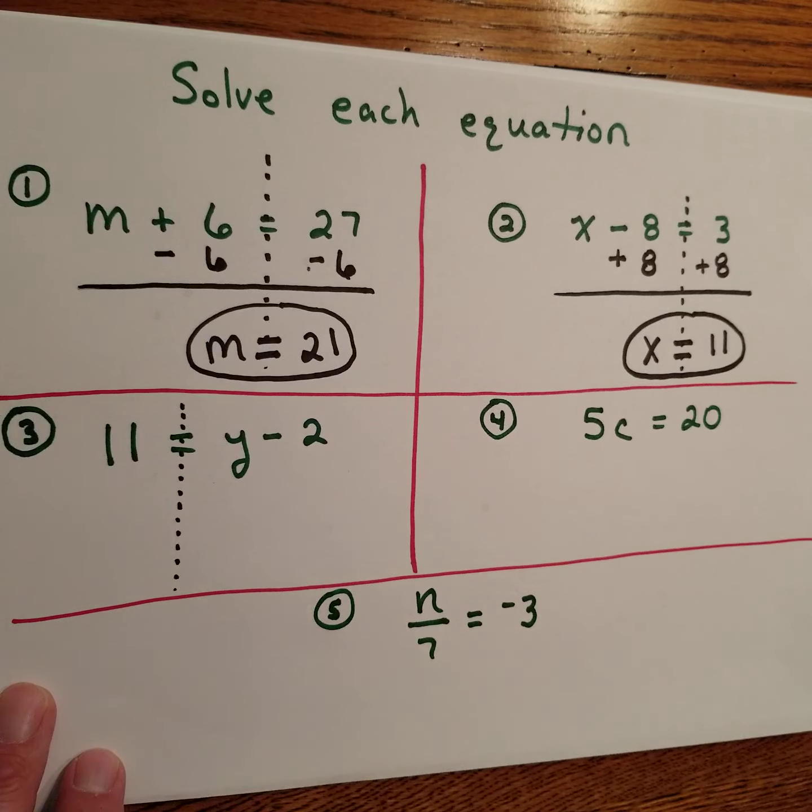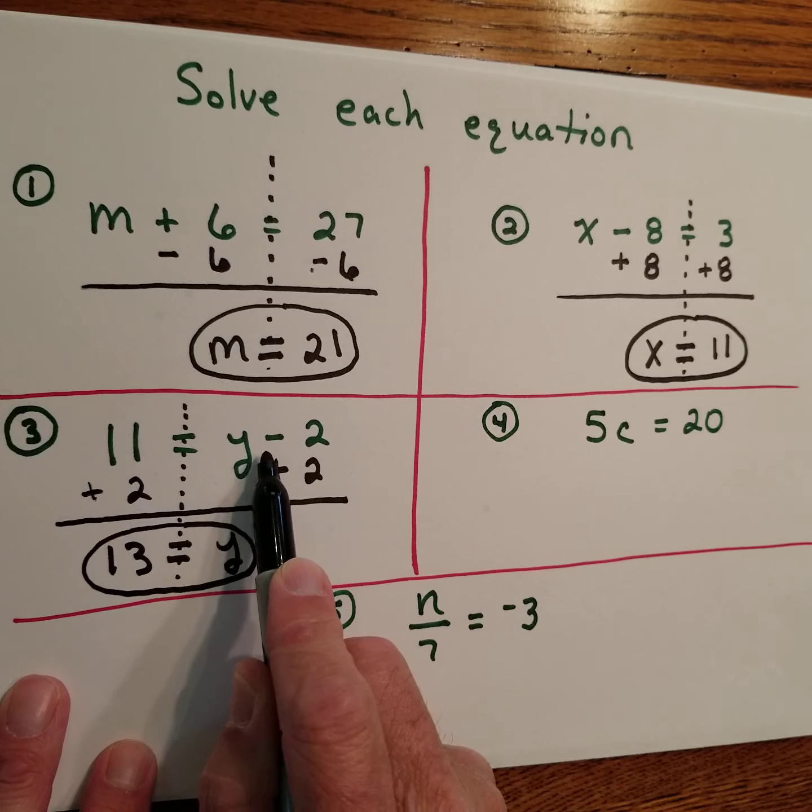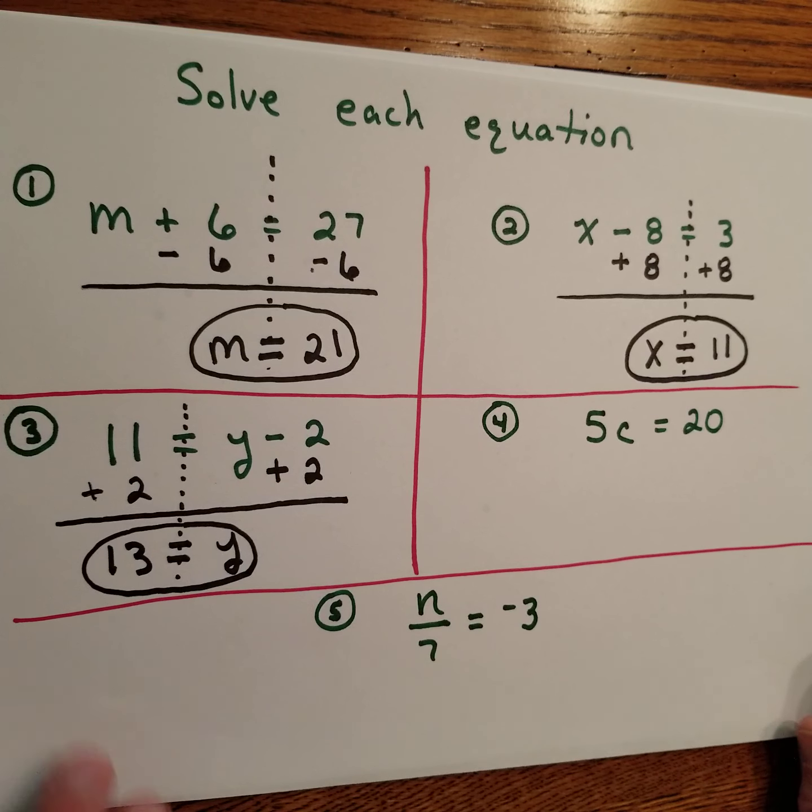What's the inverse operation to subtraction? It's addition. We'll add 2 to this side, but if I add 2 to one side of the fence, I must add 2 to the other side of the fence. Now, negative 2 and positive 2 is 0, plus y is y. 11 plus 2 is 13. Let me circle my answer. If I take 13 and plug it in, it checks out great because 13 minus 2 is equal to 11.